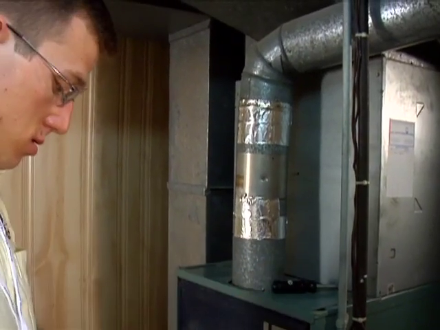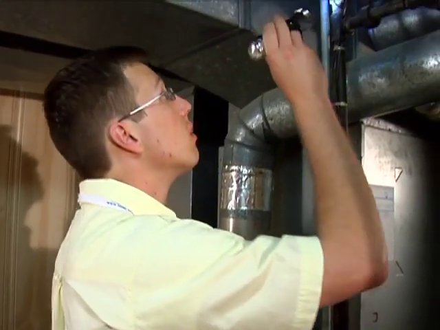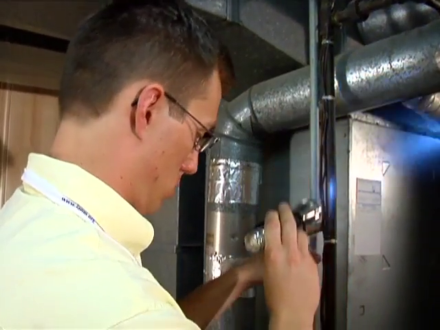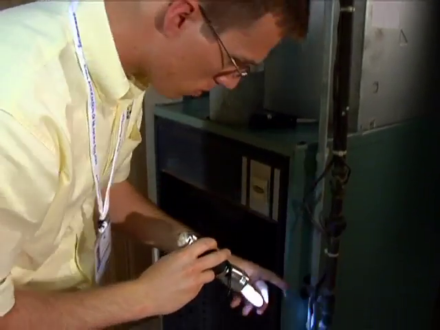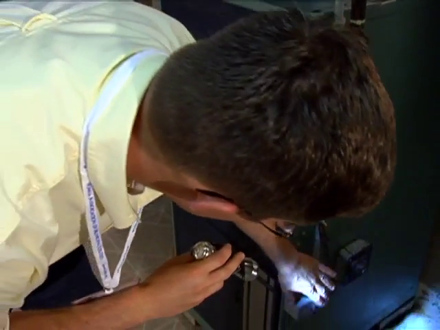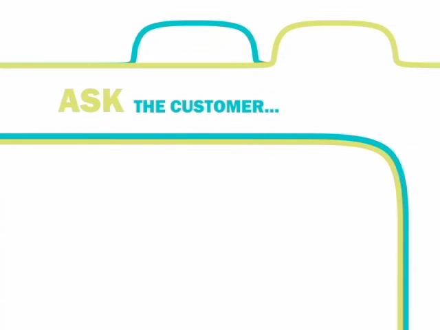While you are at the furnace, you will want to look for additional wiring modules that are affixed to the furnace. This may indicate the customer has a zone system. If you find a wiring module, ask the customer if they have additional thermostats in the house.